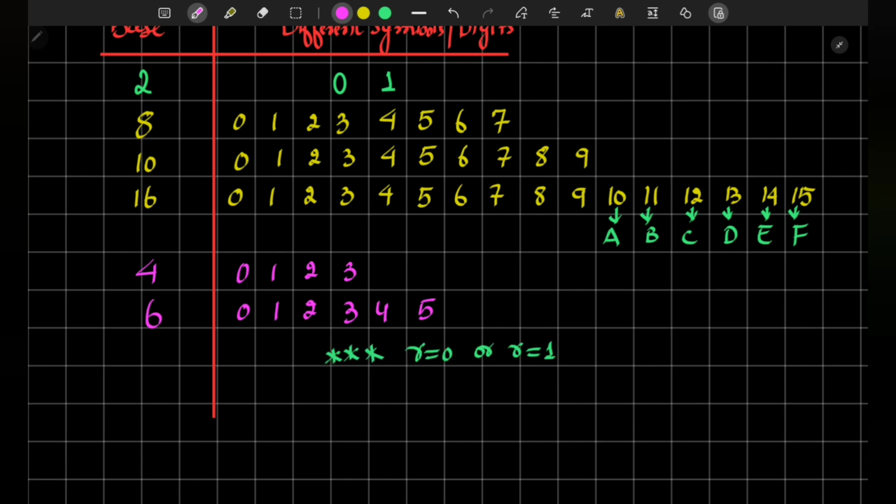Now the question arises, can R be 0 or 1? You can post your comments in the comment section.